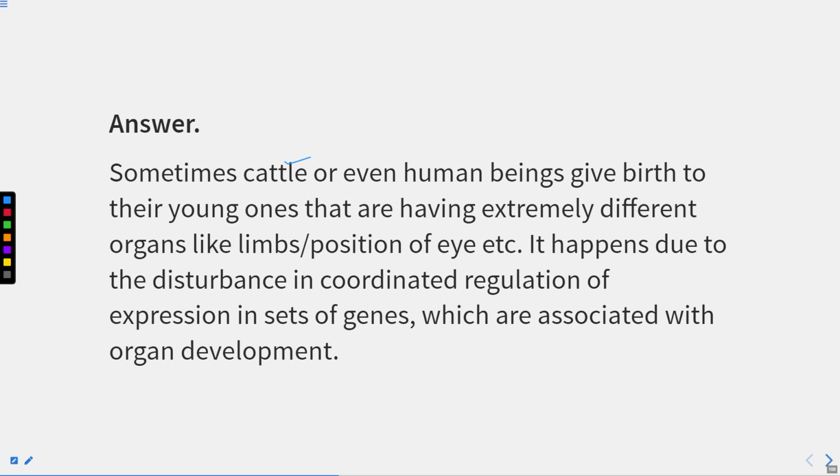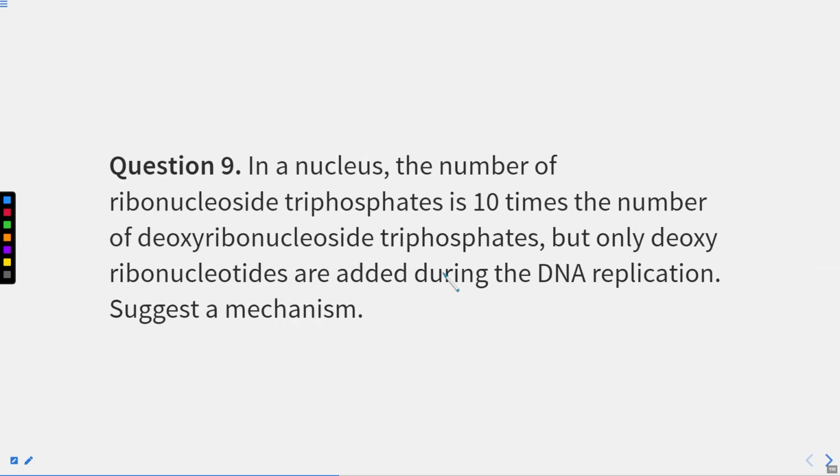Sometimes cattle or even human beings give birth to young ones that have extremely different organs, like limbs and position of the eye, but it happens due to the disturbance in the coordinated regulation of the expression of the set of genes. I've told you the limb formation and all is controlled by the set of genes, and there is a disturbance in the regulation of this set of genes. So this leads to the abnormal development of the limbs. Now let's move on to the next question.